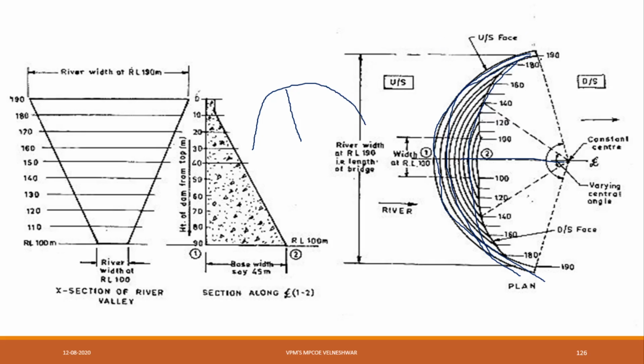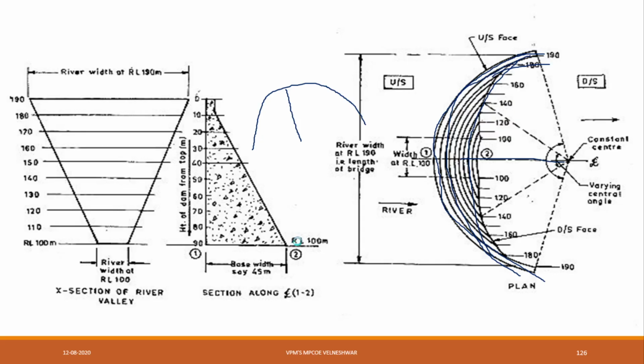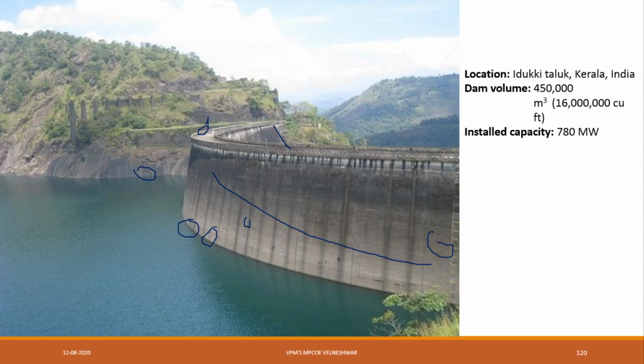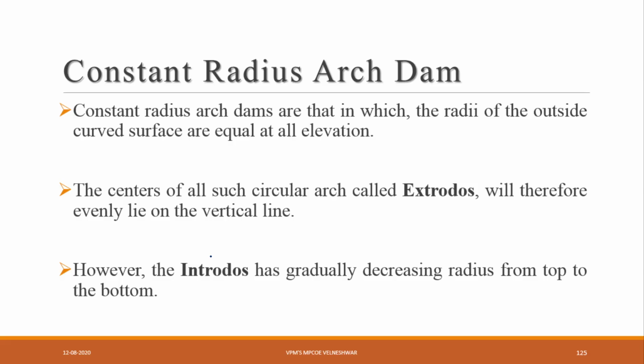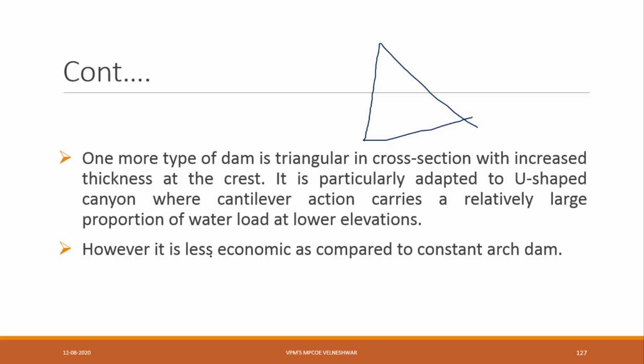See here, at this location we will get some cantilever action. In this location the water load, whatever it will be, will be decreased. You can see here. For suppose here water depth will be greater, but here water depth will be somehow less as compared to the center. At this location, water load will be less. However, it is less economic as compared to constant arch dam.